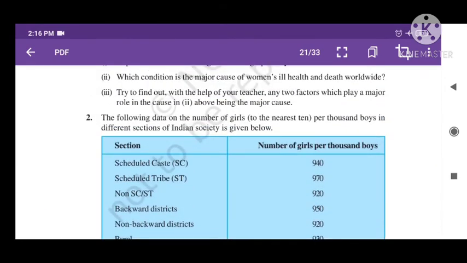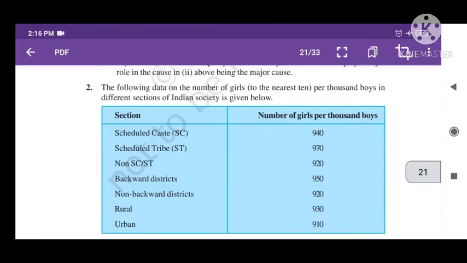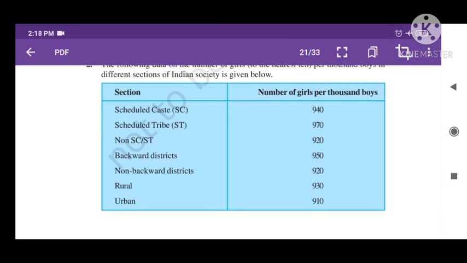The following data on the number of girls per 1000 boys in different sections of Indian society is given below. Caste-wise they have been given for Indian society. Scheduled caste is 940, scheduled tribes is 970, non SC and ST 920, backward district 950, non backward district 920, rural 930, urban 900. So what are the conditions we need to find out?